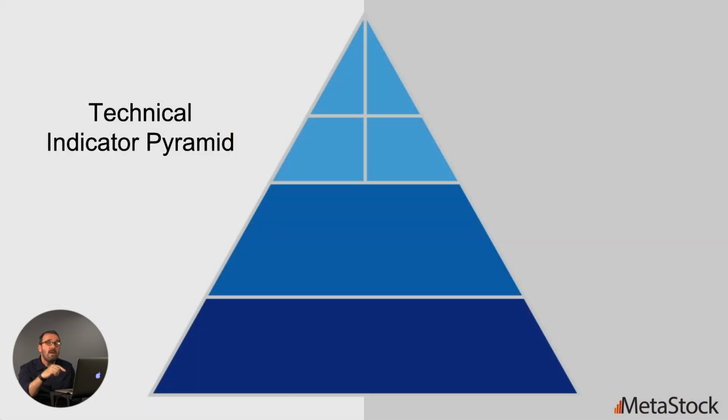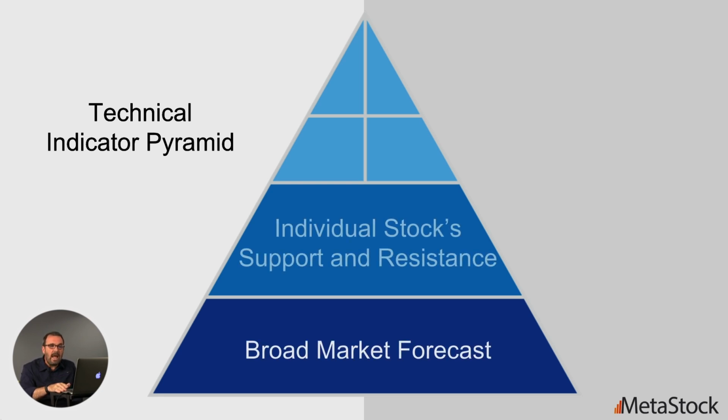Okay, another thing that Adaptic took into account when they produced ICE was what they call the technical indicator pyramid. Basically, it's just a way of saying there are certain things that should be really involved with any system or indicator that you're using for a stock. At its base is a broad market forecast, which of course is very important when trying to predict price, as is a stock's individual support and resistance.